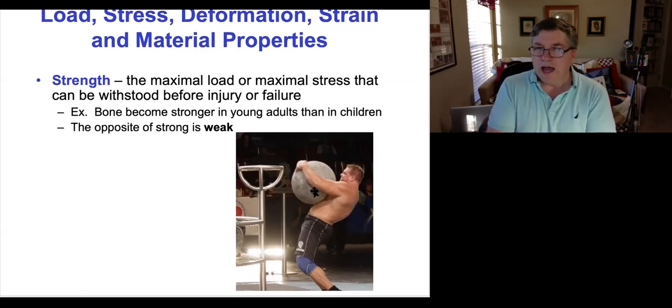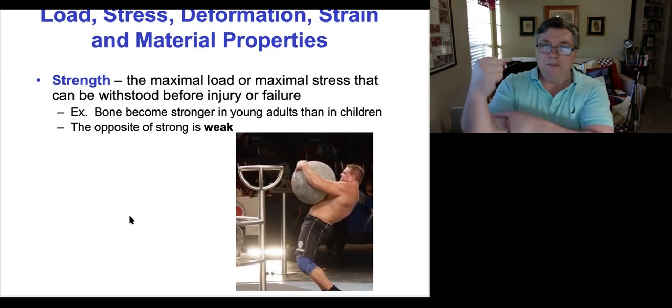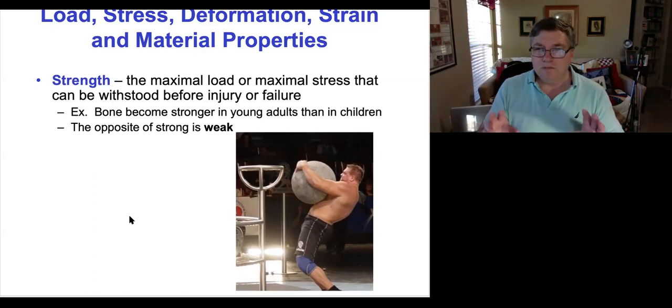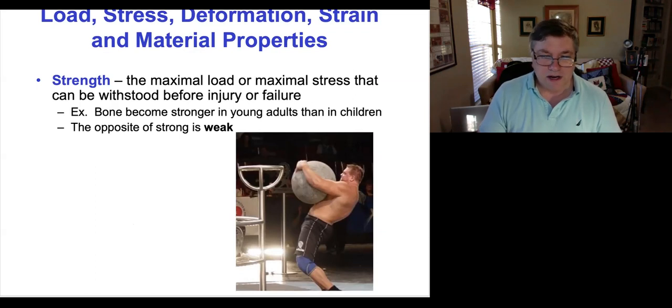So bones, for example, in young adults are much stronger than in children. They're also stronger than in older adults. The opposite of strong is weak. Exercise training usually increases the strength of not only muscles, but tendons, ligaments, bones, and cartilage. Their mechanical strength actually increases.